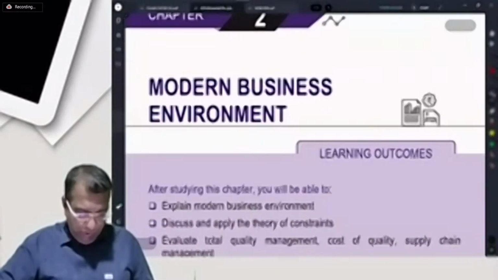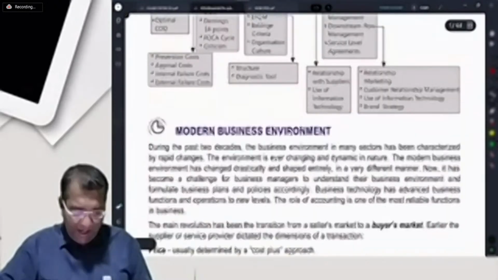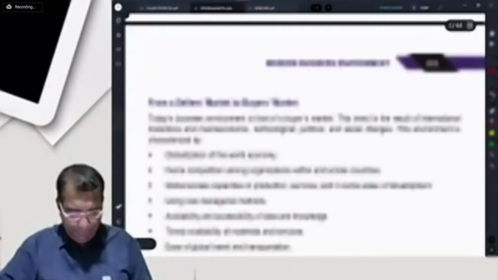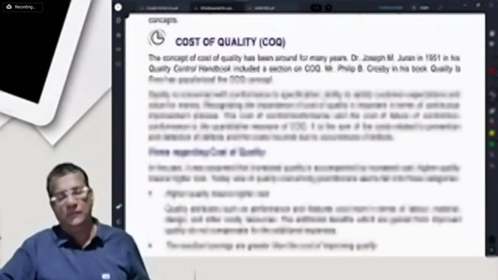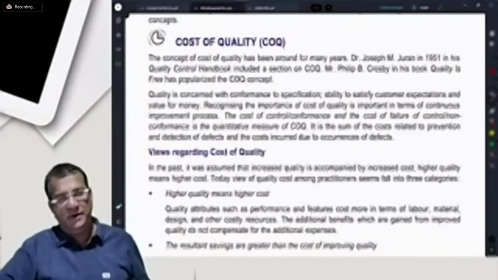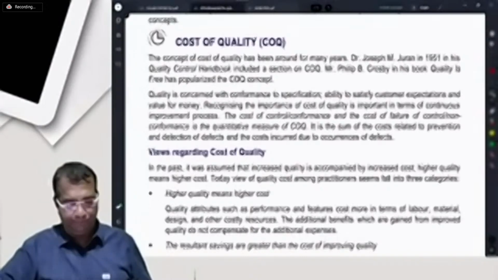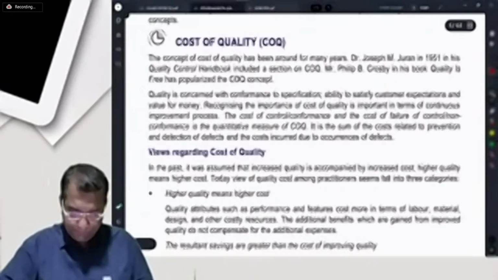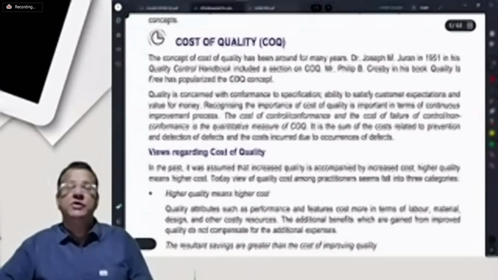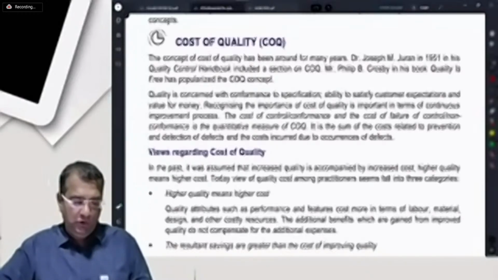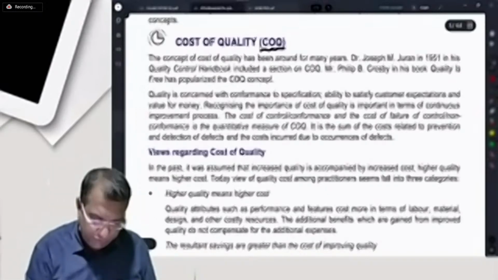So let's start the very first topic. Give the heading in your copy, beta. Chapter number 2, modern business environment. Write down the very first topic, cost of quality. Write down in bracket the abbreviation form COQ. Cost of quality, COQ.